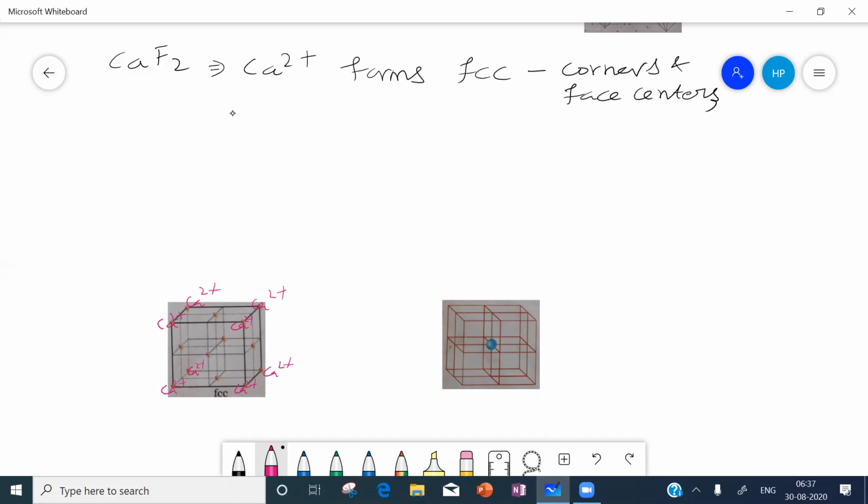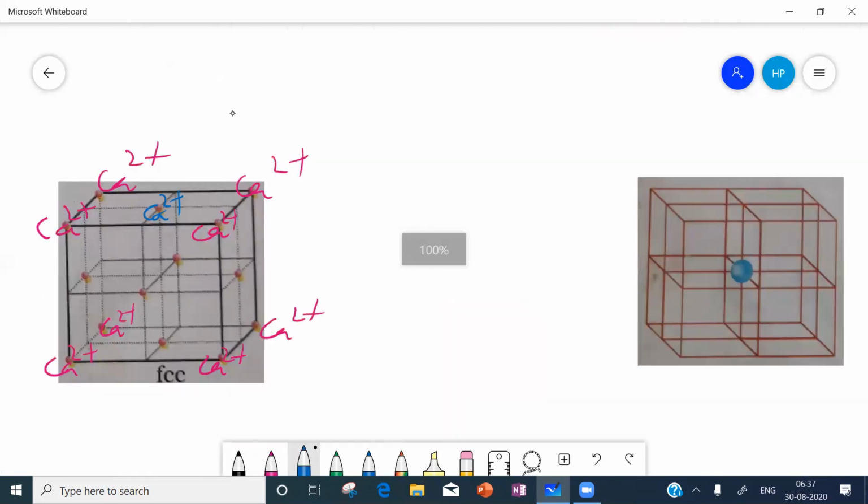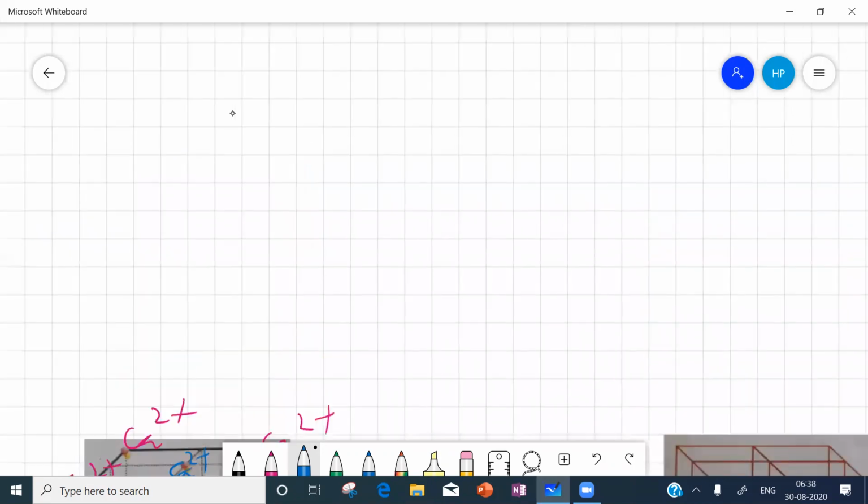And in face centers we have to write. We have written Ca2+ in the top face center, the back face center, the right side face center, the front face center, the left side face center, and the bottom face center. Okay, Ca2+ ions are over. Next we have to talk about the F minus ions.